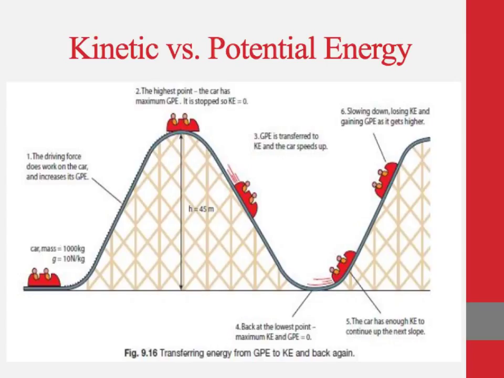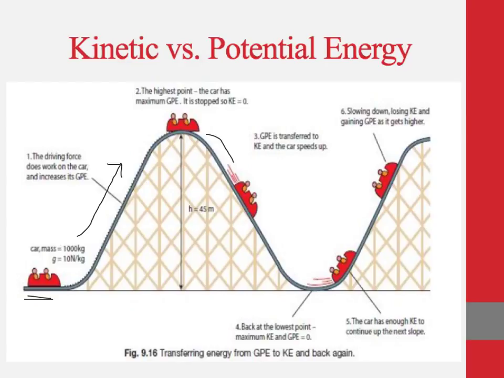Okay, so let's look at our roller coaster here to talk about the difference between kinetic versus potential energy. So over here on the left, we have the roller coaster car, sitting still. The car has a mass of 1,000 kilograms, and gravity is 10 newtons per kilogram. So, number one, the driving force does the work on the car, and its gravitational potential energy is going to increase as the car is going uphill. At the highest point, the car has the maximum gravitational potential energy, 45 meters. And it is stopped, so our kinetic energy equals zero.